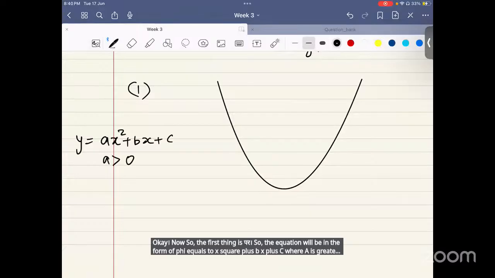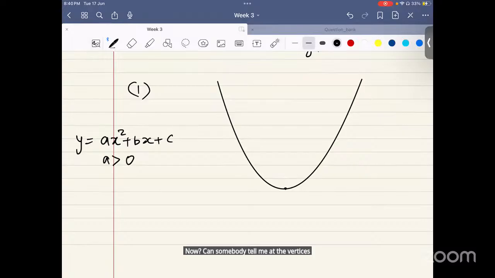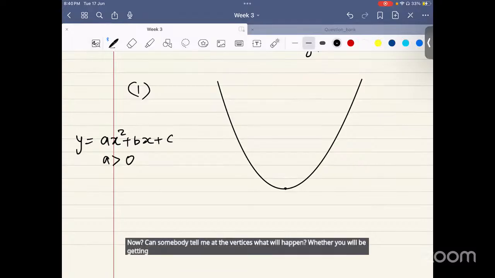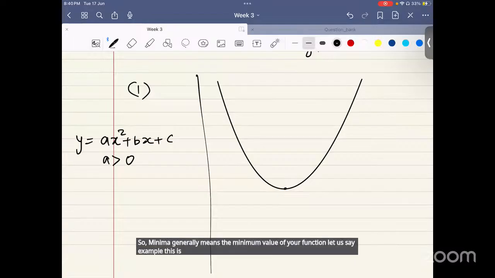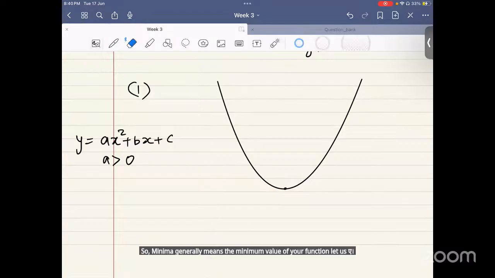Now, can somebody tell me what will happen at the vertex? Whether you will be getting the maxima or minima. Minima. Correct. So minima generally means the minimum value of your function. Okay. Let's say this is your x coordinate and y coordinate.